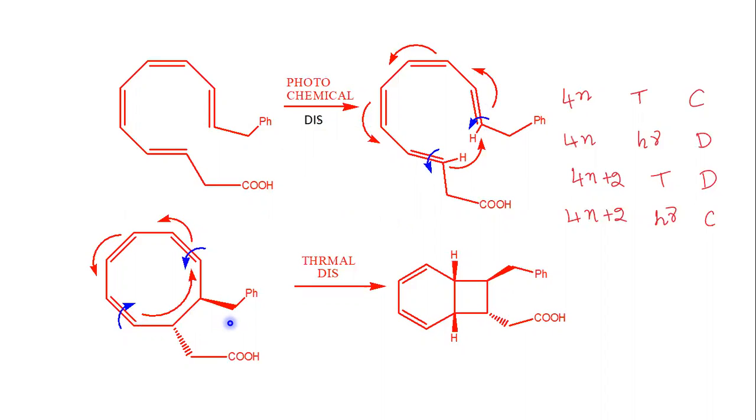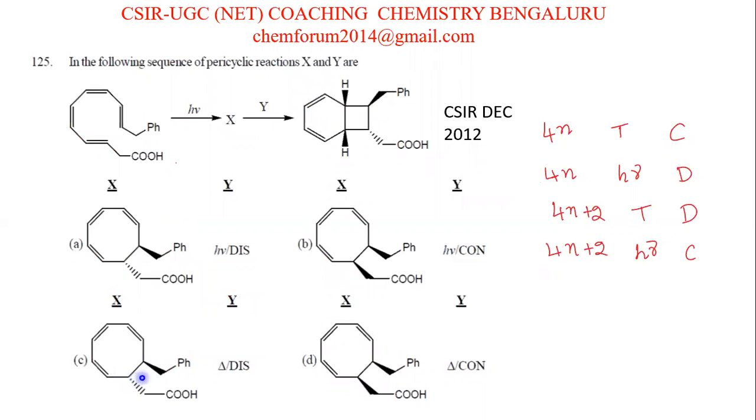And this, under thermal conditions again, now we have 6 pi electrons. This would become an example of a 4n plus 2 system. If you give n is equal to 1, it will become 6. Under thermal conditions, it gives disrotation, and in the product also, these two hydrogens are cis to each other. We will close this ring by doing disrotation, 4n plus 2 thermal disrotation. Then this is X. This would become Y. So this is the answer. The X is this, and Y is thermal condition disrotation.